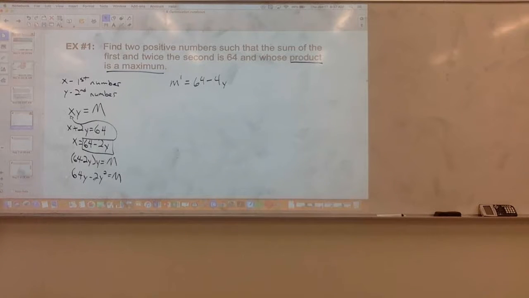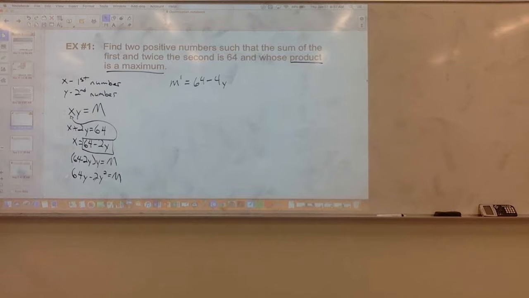Zeros. Oh, I skipped a step. Sorry, I did skip a step. Let's back it up one step. I went straight from 4 to 6, so I skipped the identifying the domain part. This is an important part.